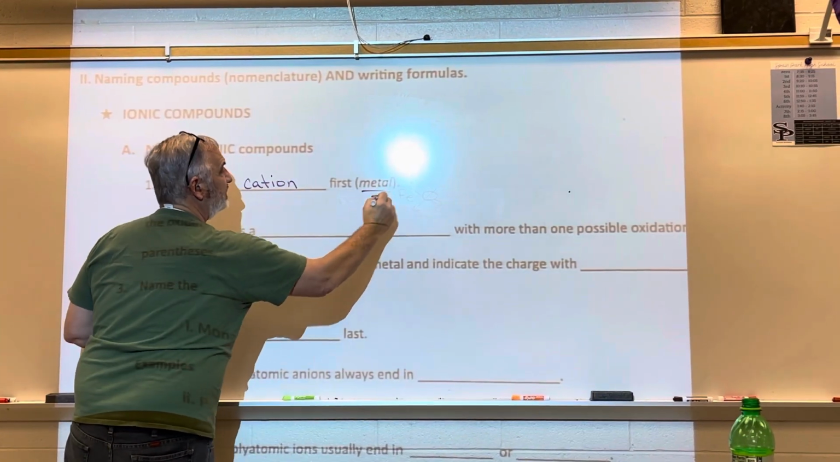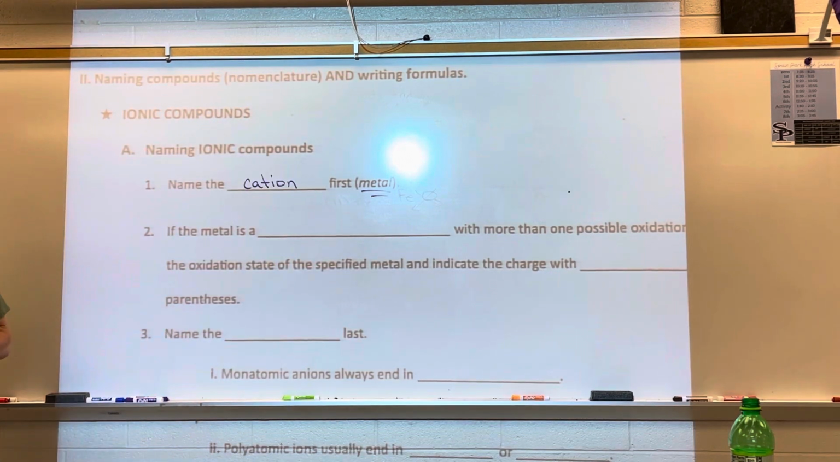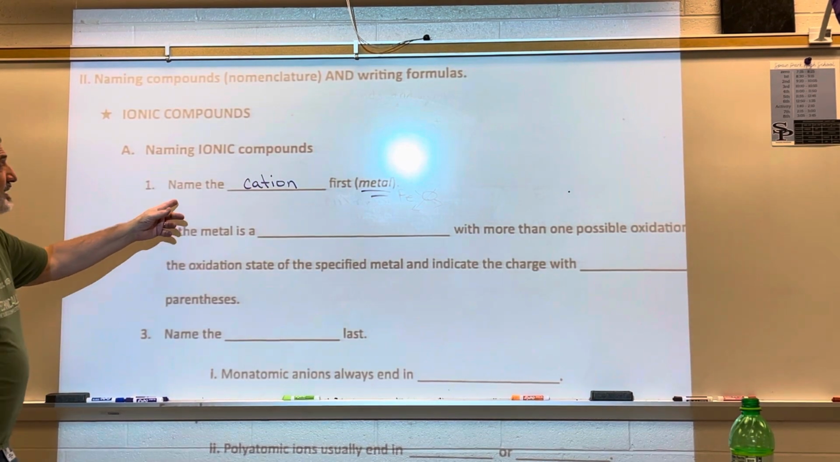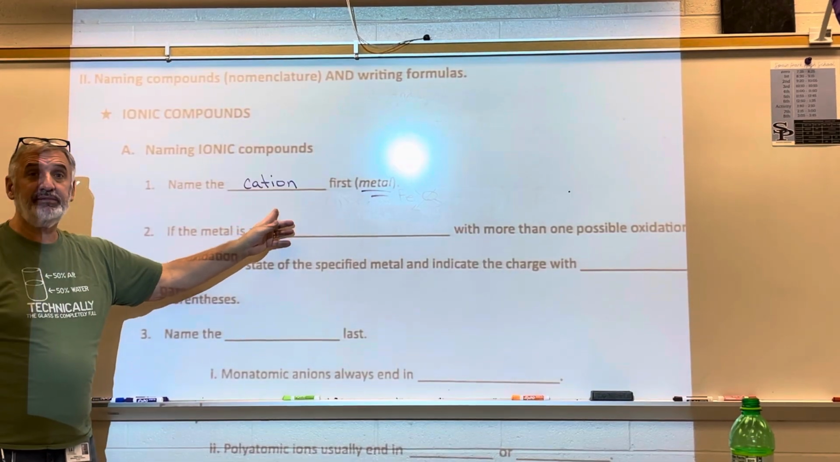That's going to be your metal. Your metals are going to be your cations. Now there is one polyatomic cation, and that's ammonium. You just have to be aware of that. Ammonium is NH4+. All other cations in an ionic compound are going to be these monatomic cations, just one metal. And the name of the cation is just going to be the name of the metal.